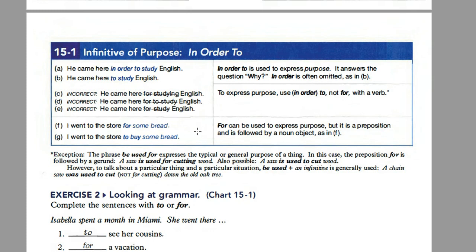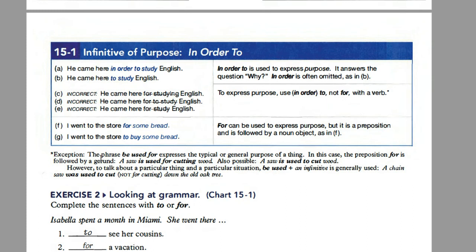Sometimes "for" is followed by a noun phrase with words like demonstratives or "some" or "any". For example, "I went to the store for some bread" and "I went to the store to buy some bread". Both of them are accepted for showing purpose, but you need to remember that sometimes we would say "I went to the store for buying bread", so you put -ing. That's the first thing that you need to know about this section.